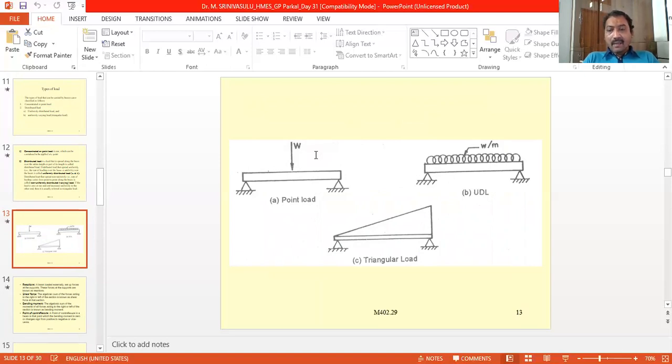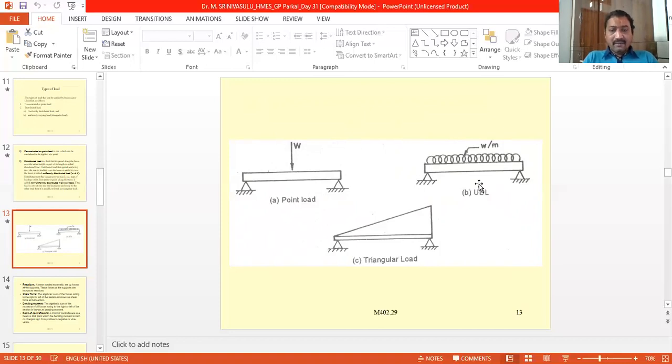pertaining to the different beams. Now this is when the loads are applied. So this is the beam. So here all are what kind of beams? Here if you see, the beam is supported at the two ends in all the three cases. So this beam is a simply supported beam.